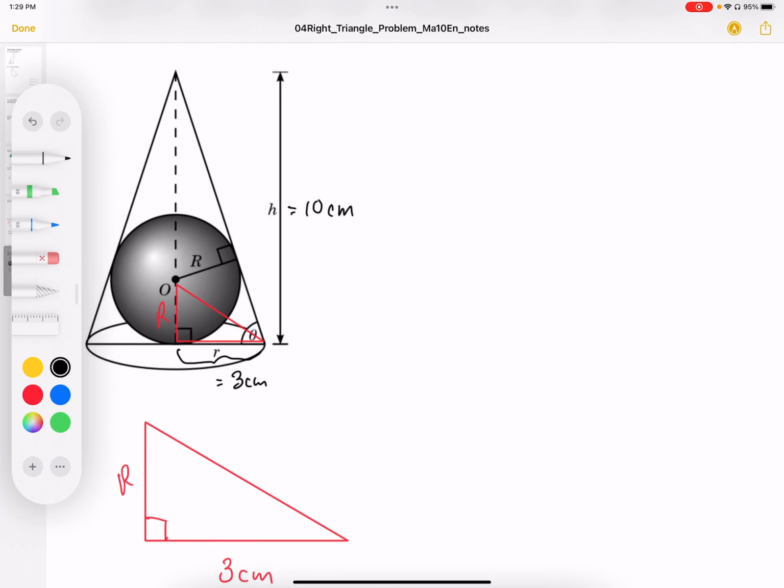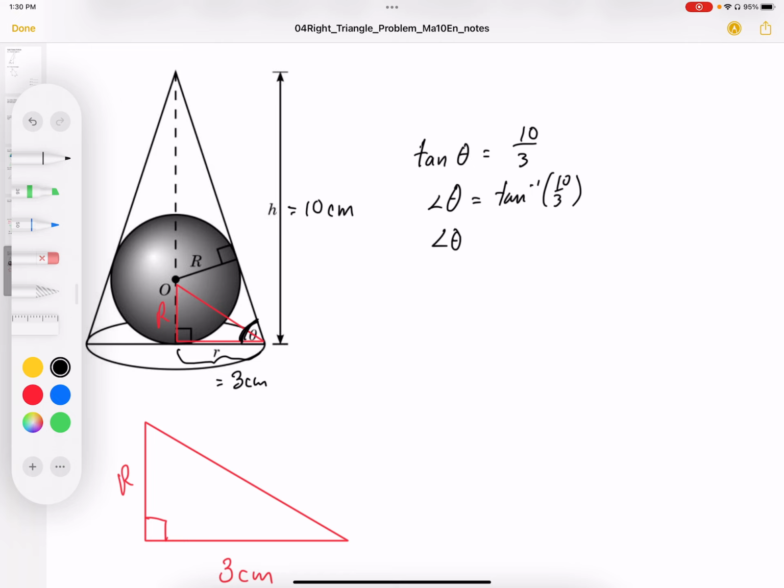Firstly, I'm going to find that angle theta. If I take a look at this angle theta in here, we have the height and the horizontal length of 3. So that's really opposite and adjacent. So the tan of angle theta is equal to 10 over 3. Then we can work out the angle theta, the angle of inclination of that cone, using arctan.